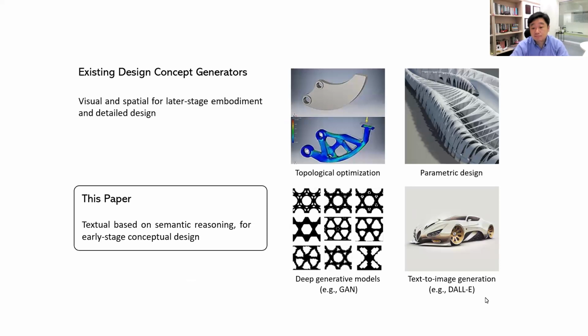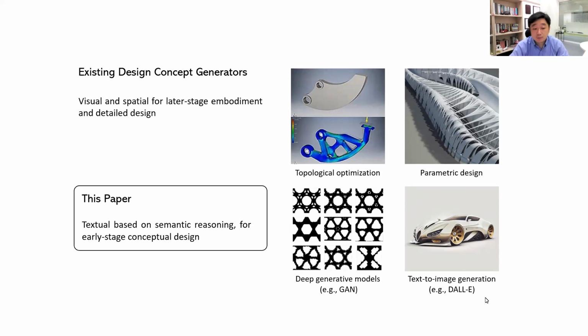When we talk about AI for design or generative design, we often refer to topological optimization, parametric design, or deep generative models such as GAN, or the most recent text-to-image generative design models such as DALL-E, Midjourney, and Stable Diffusion. Those approaches are visual, spatial, and parametric. They're most useful for later stage embodiment design, detailed design, or optimal design, after the concepts have been generated and fixed.